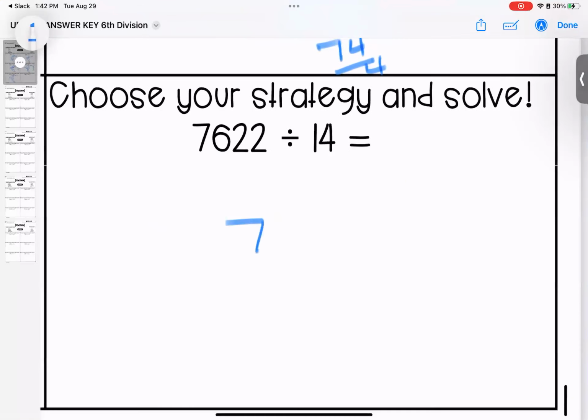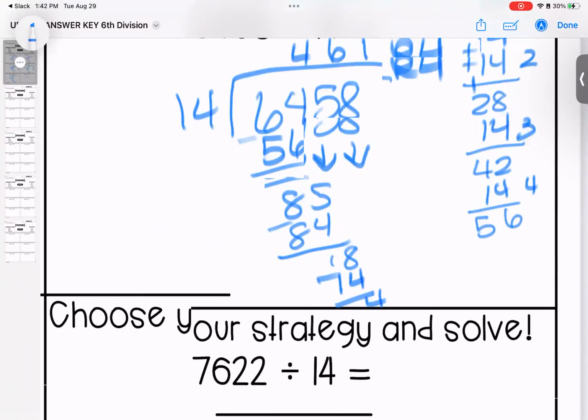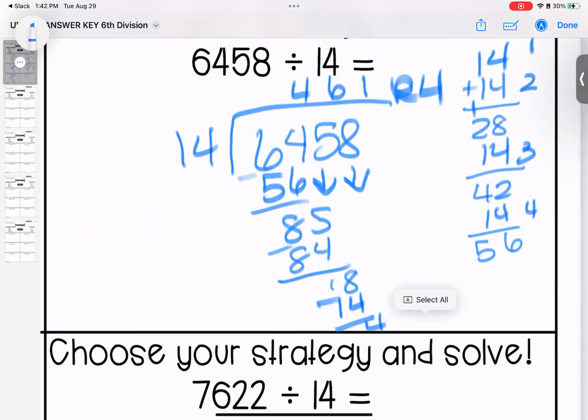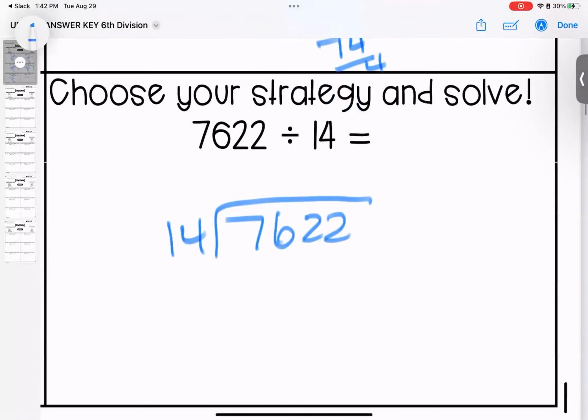Over here, 7,622, again taking out groups of 14. If you saw here, we already did our groups of 14. Make yourself a sheet and you can reuse it in class and on these assignments. So 14 is not going to go into 7, but it is going to go into 76 5 times because 5 times 14 is 70. When I subtract, I'm left with 6.